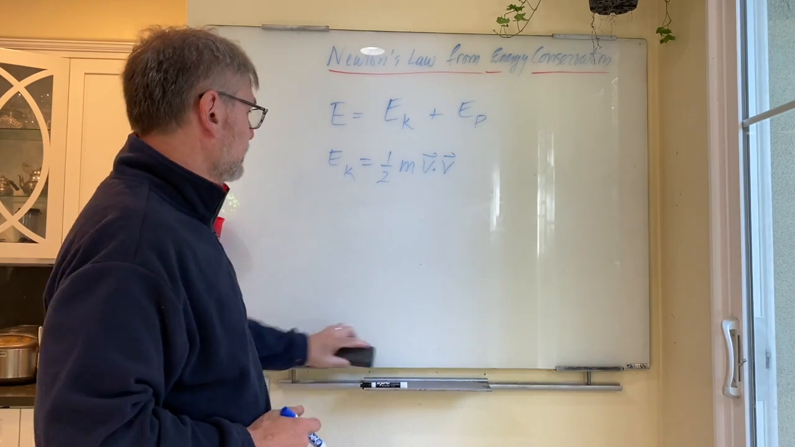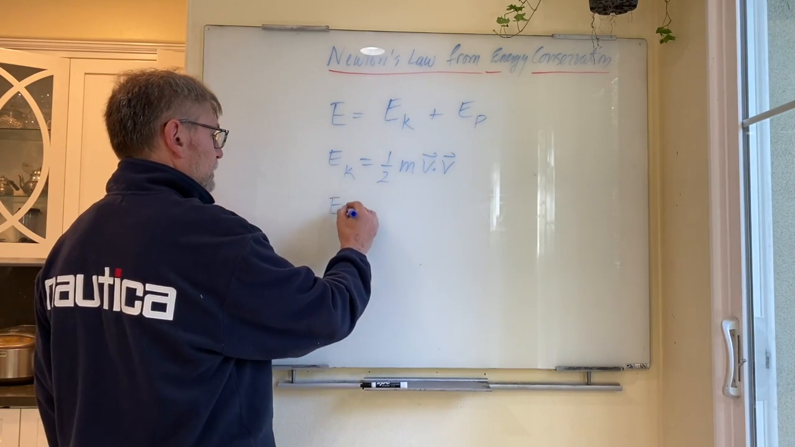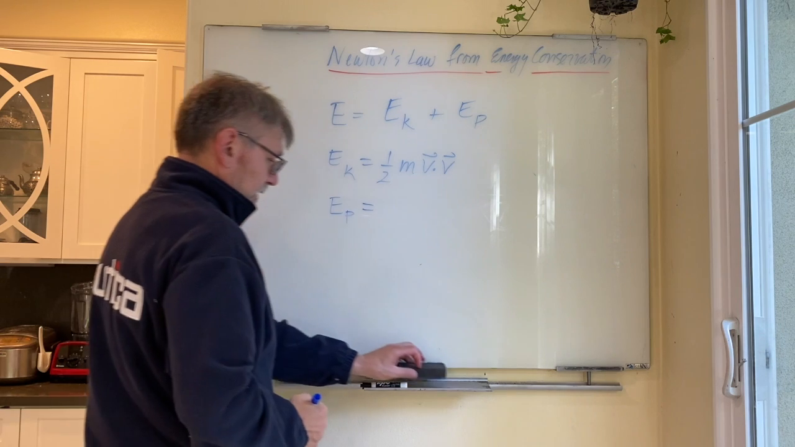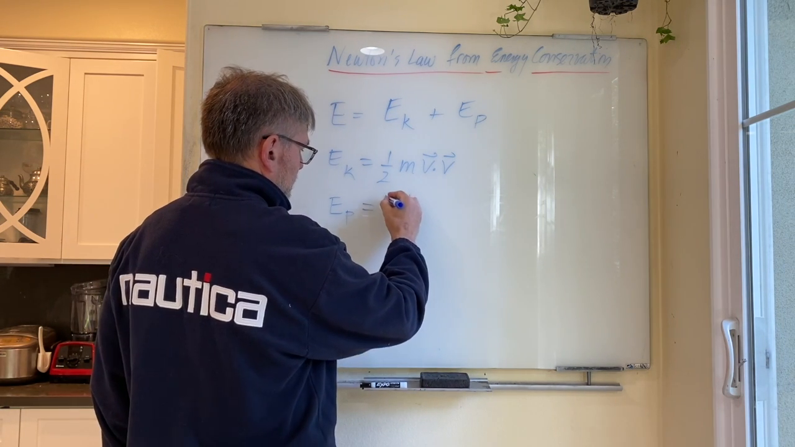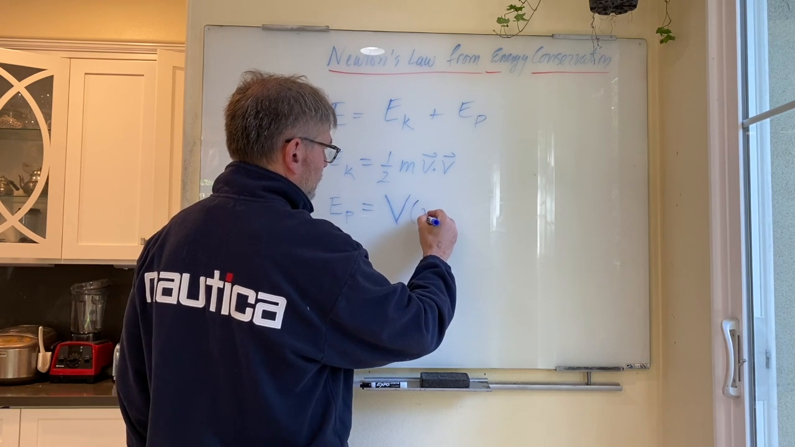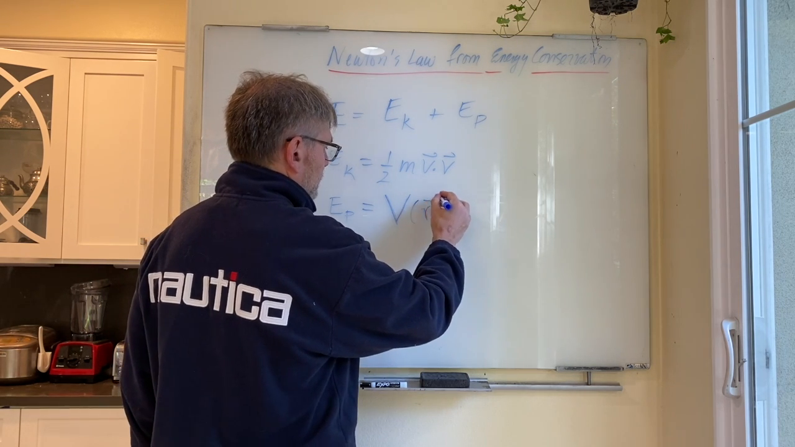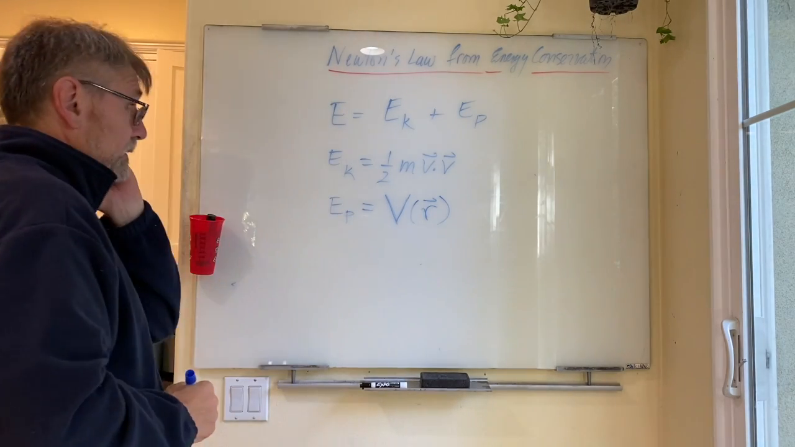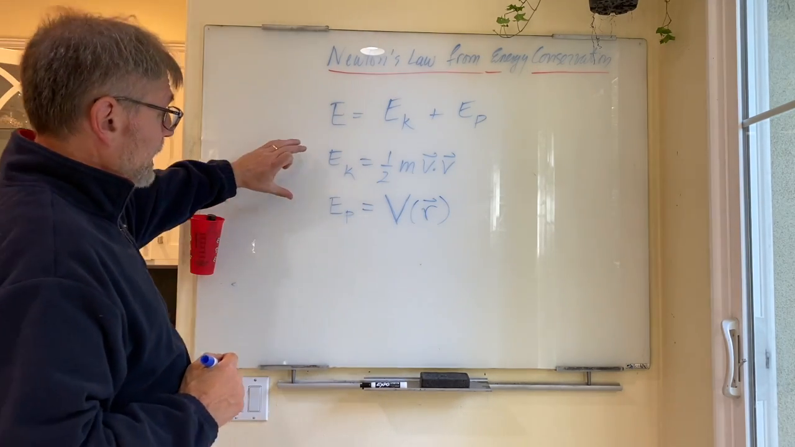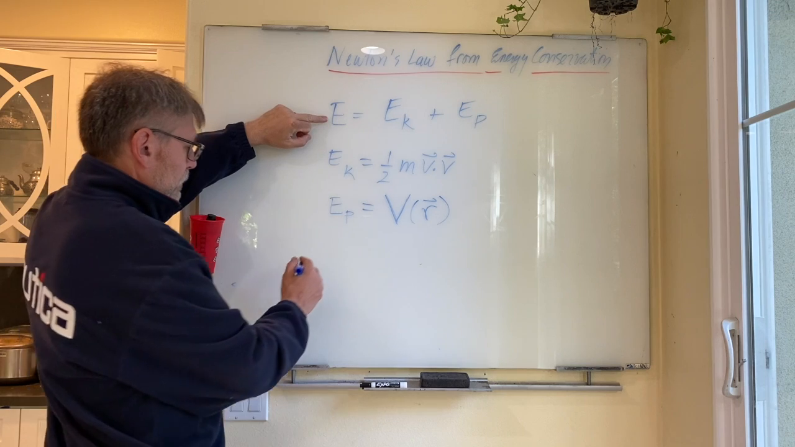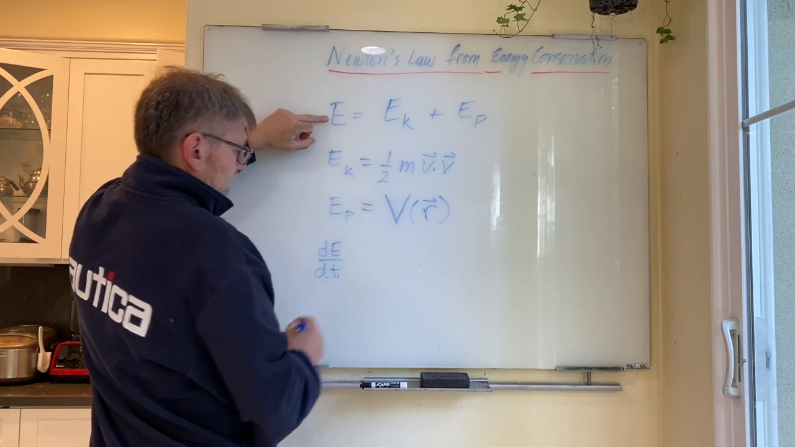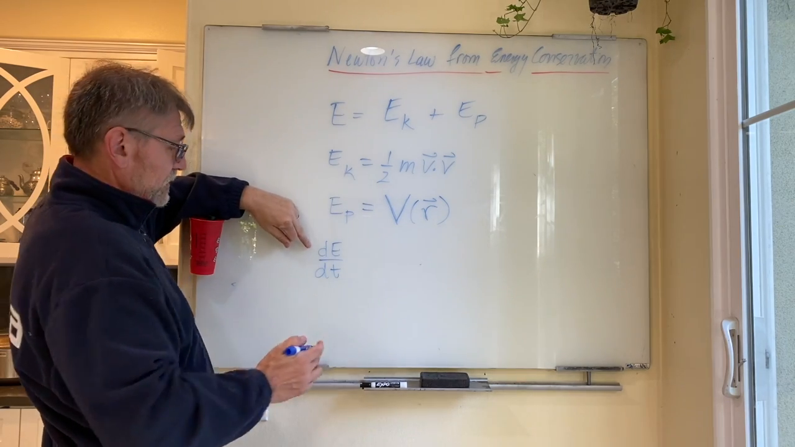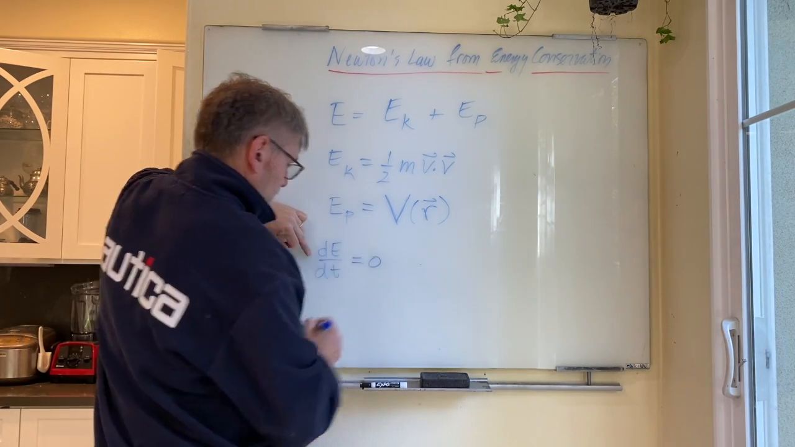And then I also need a potential energy, E potential. And I'm going to write that just as a potential, capital V. And that's going to be a function of position r. All right? Okay, so then, to do the energy conservation, what I need to do is do dE/dt and use the fact that that's zero, right? Energy is conserved, so that is equal to 0.